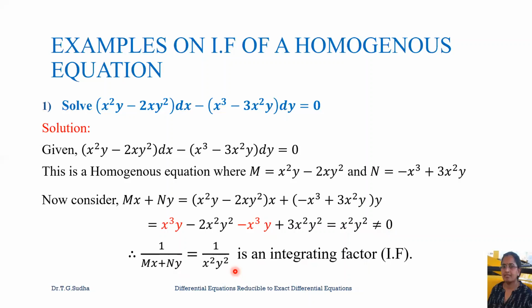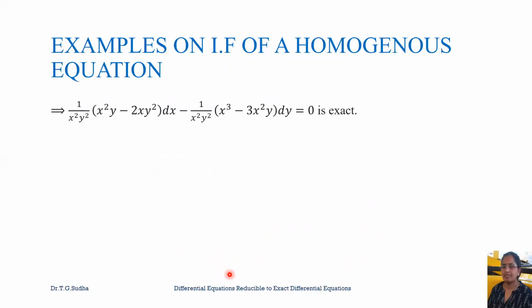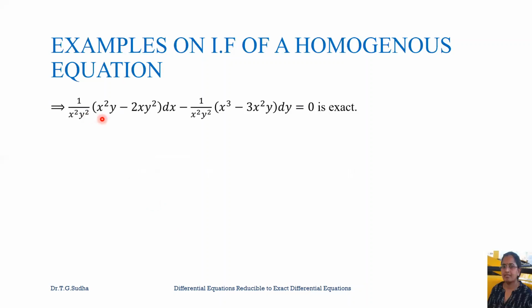Now multiply the given differential equation by 1 over x²y². So we get 1 over x²y² into (x²y − 2xy²) dx minus 1 over x²y² into (x³ − 3x²y) dy equal to 0. And this is an exact differential equation. So this becomes exact because we have multiplied by the integrating factor.